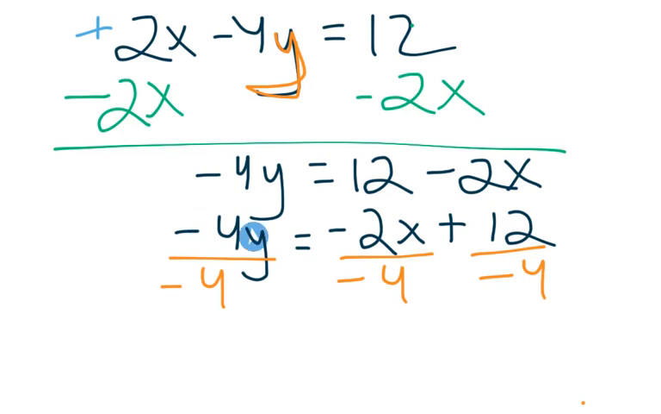On the left-hand side, negative 4 divided by negative 4 is 1, and that's why they cancel out. You have a 1y, negative 4 divided by negative 4 is 1, and 1 times y is y, so you don't need to write the 1. Right here, we have negative 2 divided by negative 4.